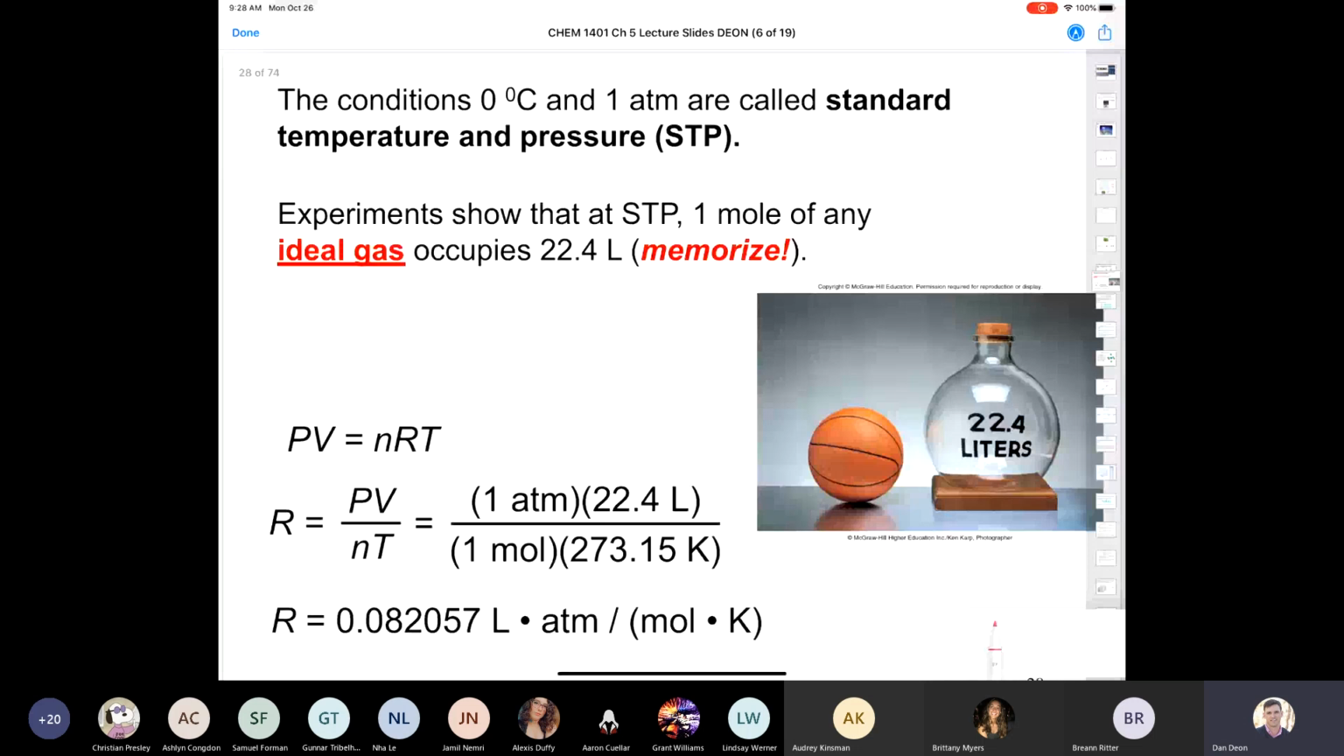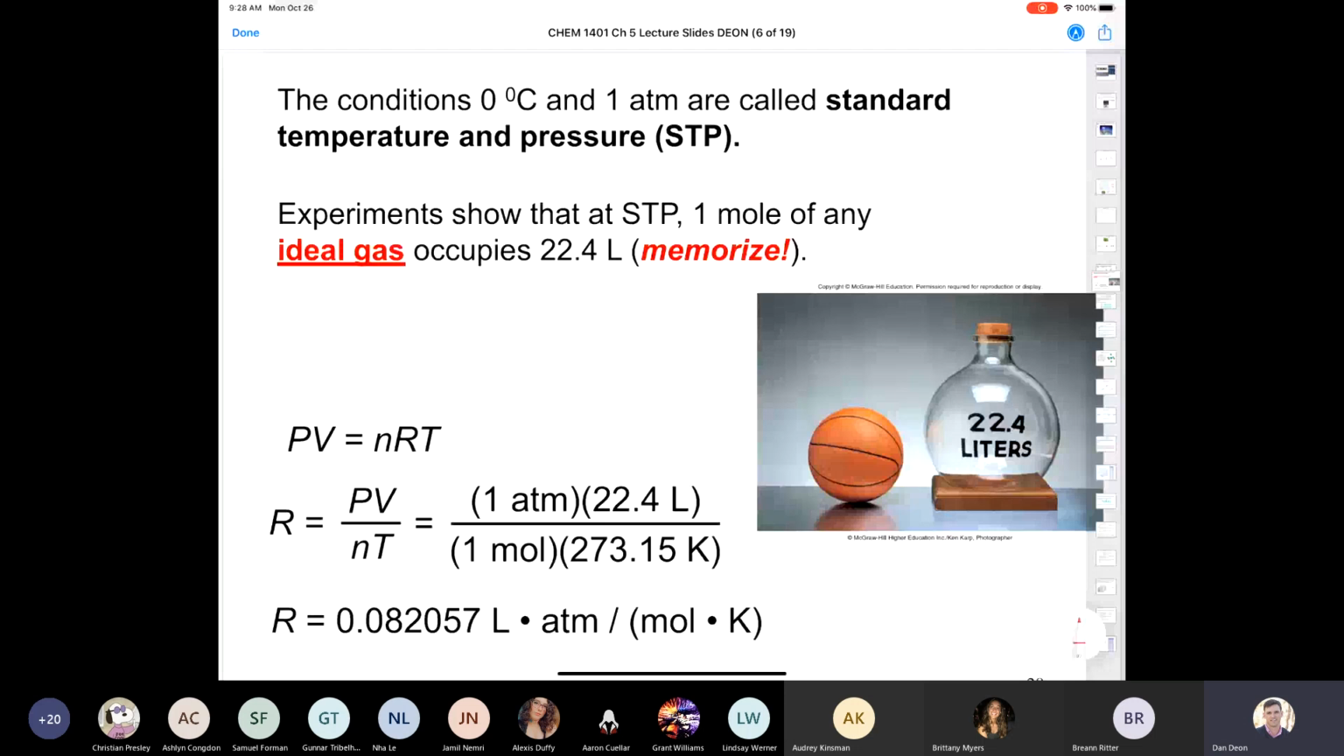Standard temperature is 273 Kelvin or 0 degrees Celsius. And standard pressure is 1 atmosphere, and that's the pressure that one would experience at sea level. And experiments have been done to show that at standard temperature and pressure, 1 mole of any ideal gas occupies, it's actually 22.414 liters, but we'll say 22.4 liters is close enough.